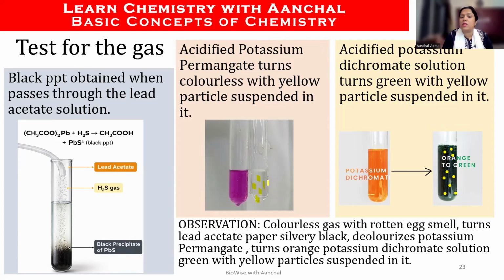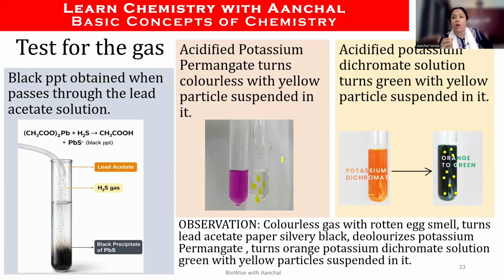Okay, so this is actually a point of difference between sulfur dioxide and hydrogen sulfide, because sulfur dioxide produces a clear transparent solution of potassium permanganate after decolorizing it, and with potassium dichromate it produces a clear green solution, but with hydrogen sulfide you get yellow particles suspended in it. So that differentiates between sulfur dioxide and hydrogen sulfide.